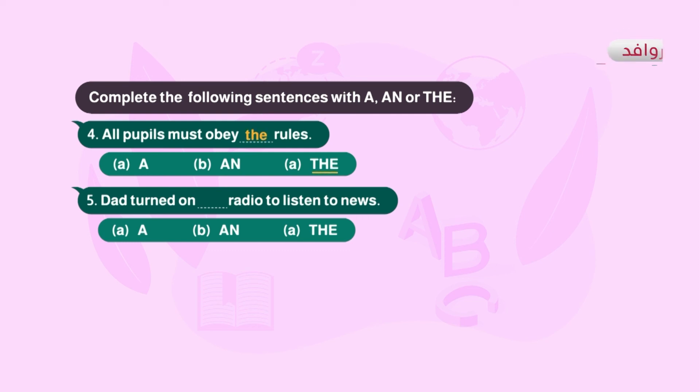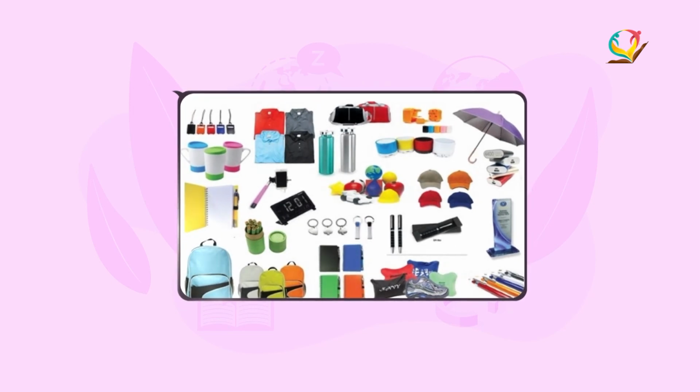The rules. Finally, Dad turned on blank radio to listen to news. We said radio is an invention. We say Dad turned on the radio. The radio. Thank you. Now, I'll leave you with this picture of different items. Try to name these things and use the correct article. I think you can do it now.